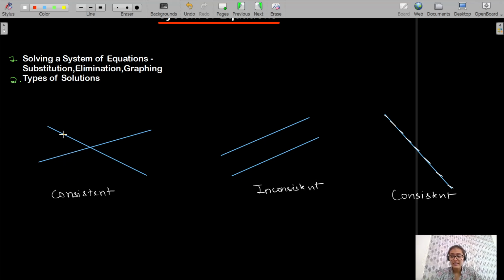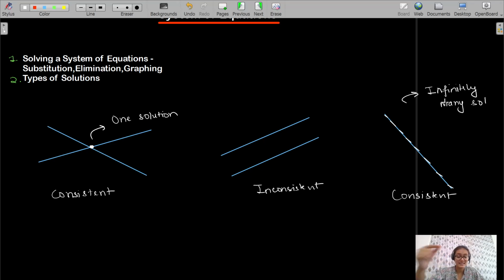Now, in this case, you are going to get one solution. In this case, you will get infinitely many. So the solution here will be the point of intersection. Here again the solution will be the point of intersection, but here you'll see that there are infinitely many points, because the two lines are overlapping, they are coinciding. So you get infinitely many solutions. Basically, each and every point which lies on these two lines will be the solution.